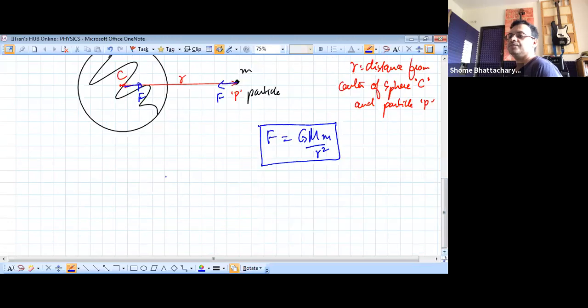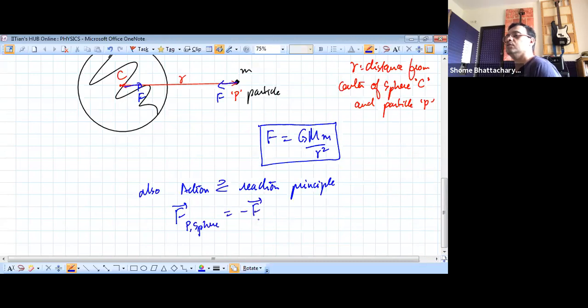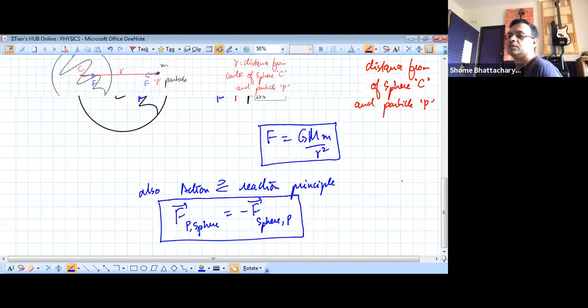And you can also see that this shows the concept of the action-reaction principle. The force acting on the particle due to the sphere is equal and opposite to the force on the sphere because of the particle. And we were talking earlier about the weight of a body on the Earth's surface; this is also an extension of the same concept.